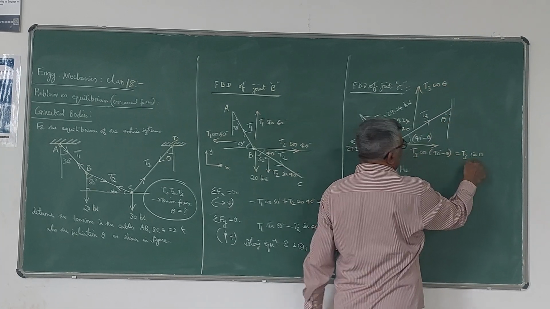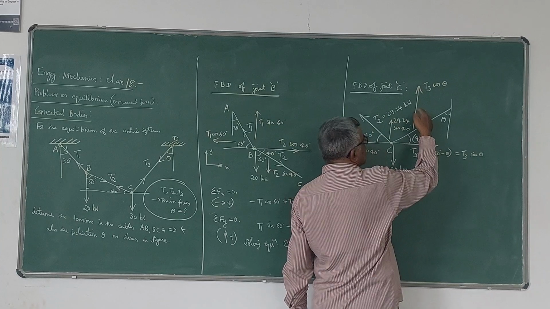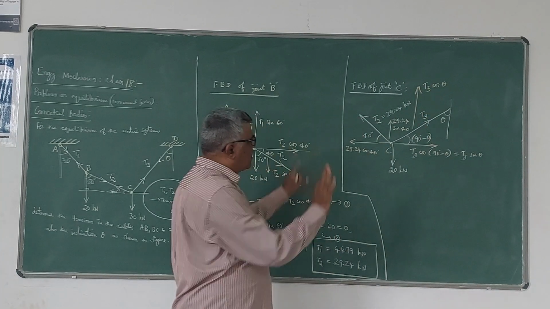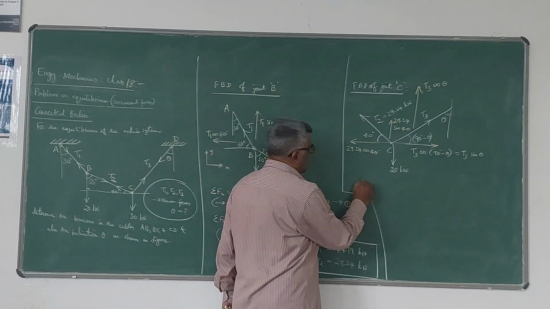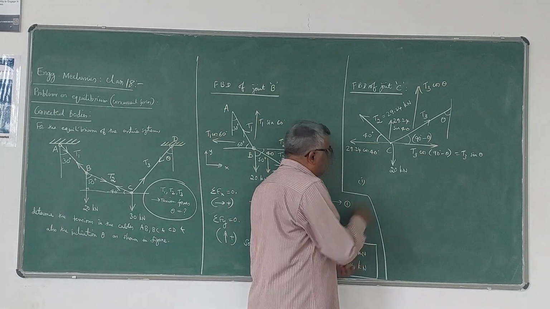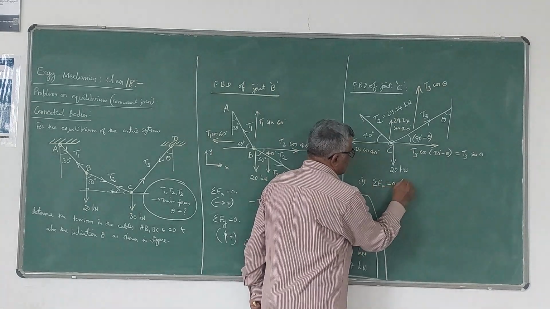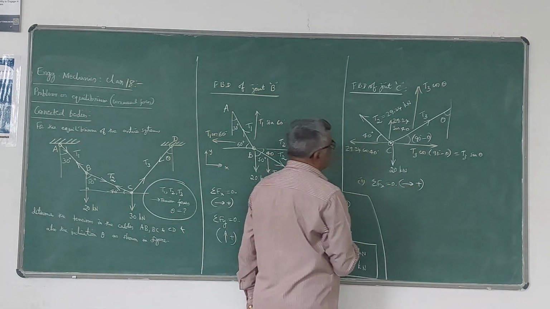When this is T3 sin theta, this becomes T3 sin(90 minus theta), which is T3 cos theta. Now this is how we can resolve the forces. Now let us apply the equations of equilibrium for this joint C. Now sigma Fx is equal to 0. On similar lines, force acting towards right is positive.